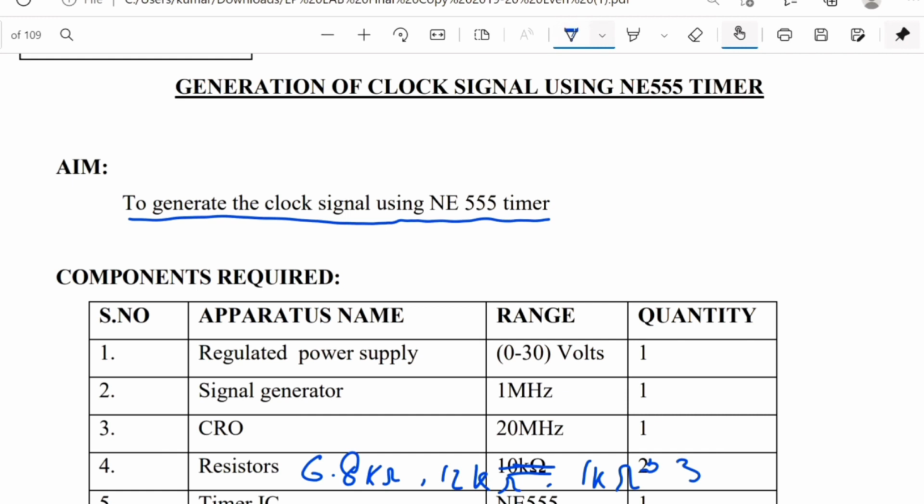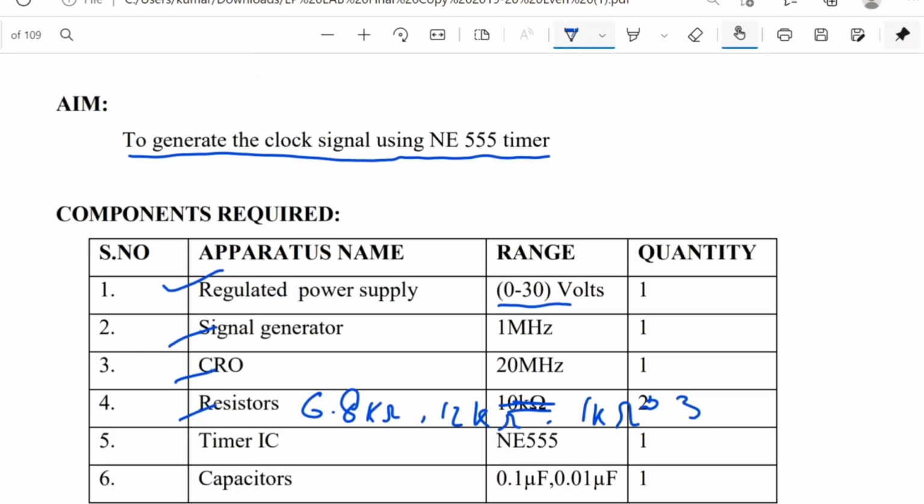The important components required for this are an RPS, a regulated power supply with 230 volt, a signal generator, a CRO, resistors and a timer IC 555. Resistors in the range of 6.8 kilo ohm, 12 kilo ohm and 1 kilo ohm, so we need three resistors, and capacitors of 0.1 microfarad and 0.01 microfarad, one each.